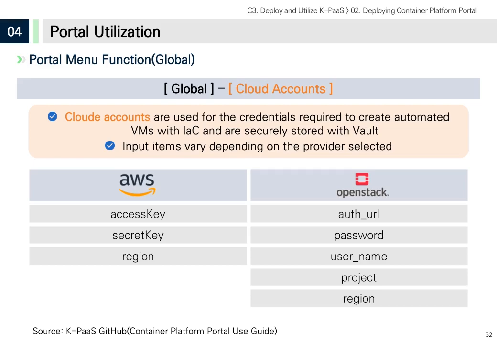However, the inputs vary depending on the provider. For example, let's compare AWS and OpenStack. AWS requires 3 inputs, while OpenStack requires 5 inputs. Always remember that depending on the provider, cloud accounts require different inputs.